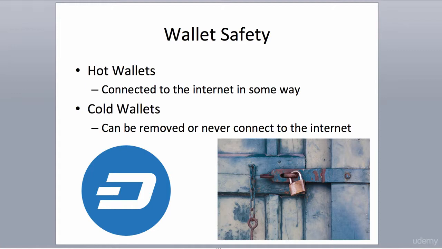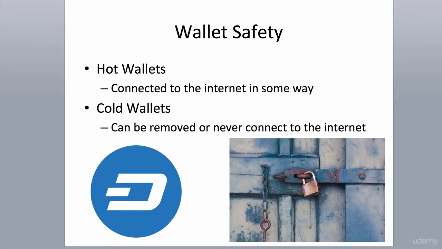I wanted to talk about hot wallets and cold wallets. We've actually already reviewed some so-called hot wallets. Hot wallets are wallets that are always connected to the internet. These hot wallets that are always connected to the internet are the Jaxx wallet, the Exodus wallet, and the Dash Core Qt wallet, as well as the mobile wallets.